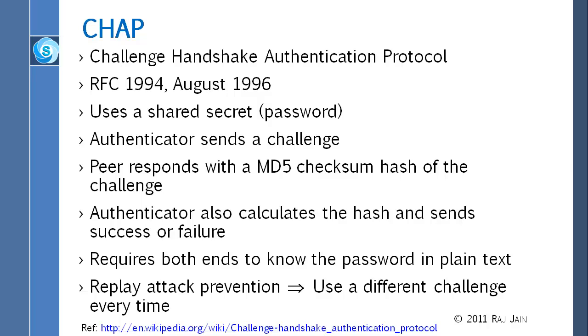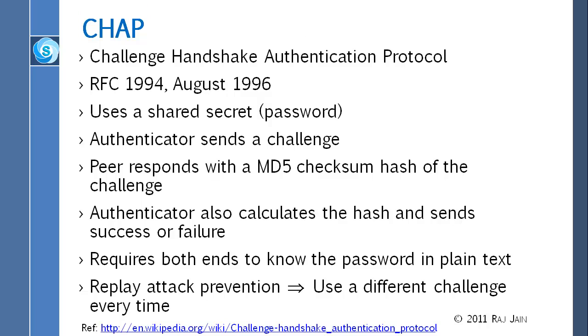And so the authenticator sends a challenge, the peer responds with an MD5 checksum hash of the challenge, obviously using the key. The authenticator also calculates the hash and then success or failure. It requires both sides know the password in plain text, and replay attack prevention is basically you have to send a different challenge every time. So you don't use the same challenge, because somebody can record the challenge and the response and they can use it. If the same challenge comes back, the same response can go back. Right? So you don't use the same challenge any time again.